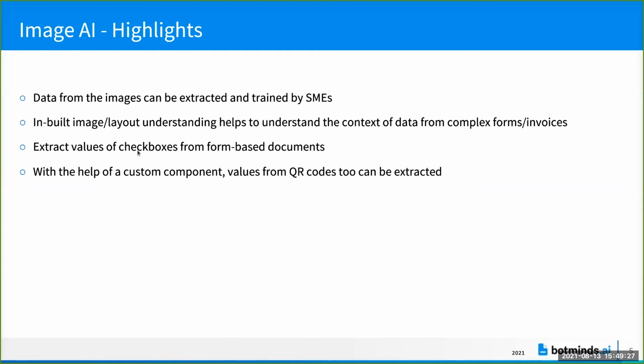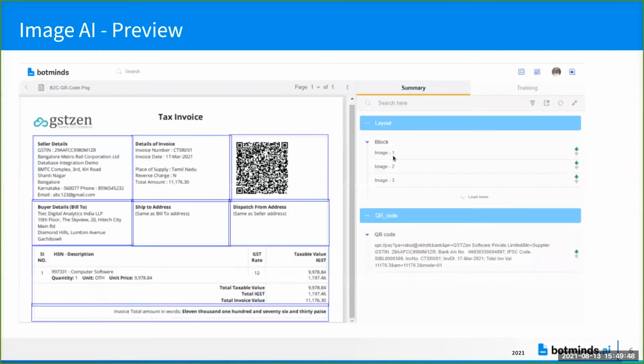What this image AI does is, you might have seen form-based documents where the information is scattered in different places. So let's say a typical invoice where you will be seeing this. I'll show you the example. Okay, I'll quickly jump to the demo itself.